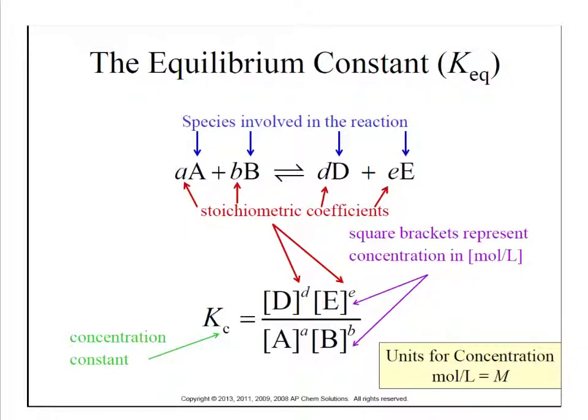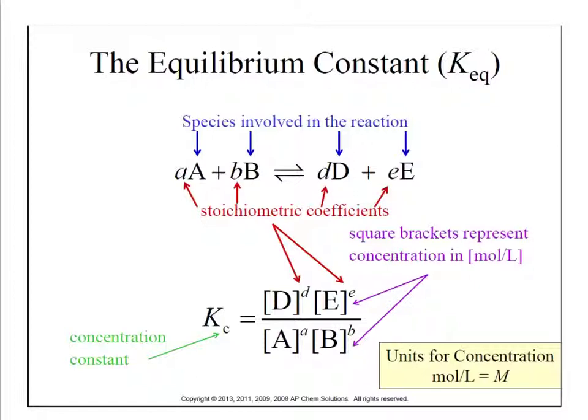So equilibrium is all about the ratio. At the point when a particular reaction is at equilibrium, that means the reactants are forming the products and the products are forming the reactants at a constant rate, and so we set up just a consistent ratio of reactants to products. And so to compare reactants and products, we need to consider a couple things.